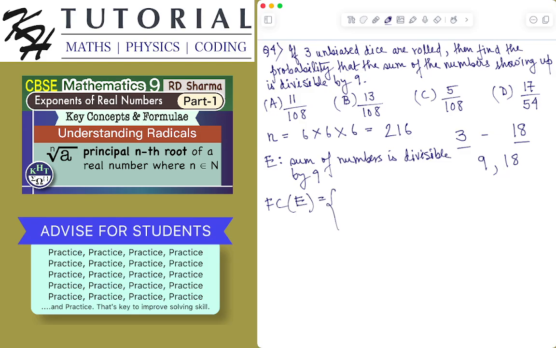One possible outcome is that the number 6 is showing up on all the three dice: 6, 6, 6. This is the case where the sum is 18. There are no other combinations where the sum will be 18, because 18 is the maximum value of the sum. Now let's figure out all the possible outcomes when the sum of the numbers showing up on the dice is equal to 9.